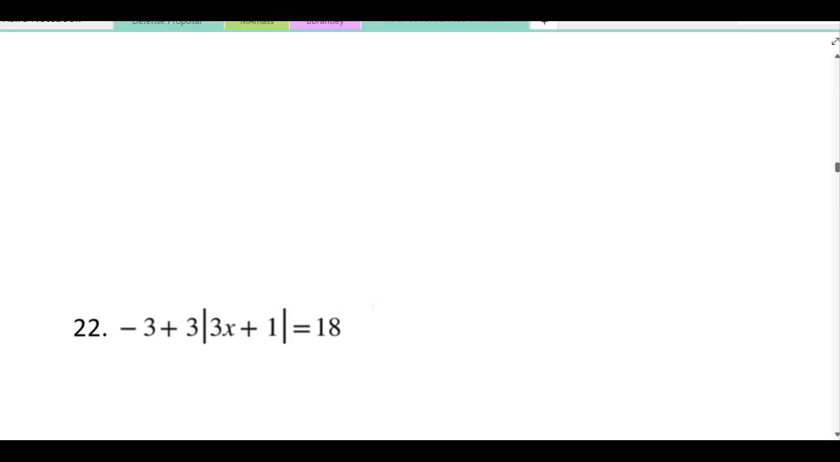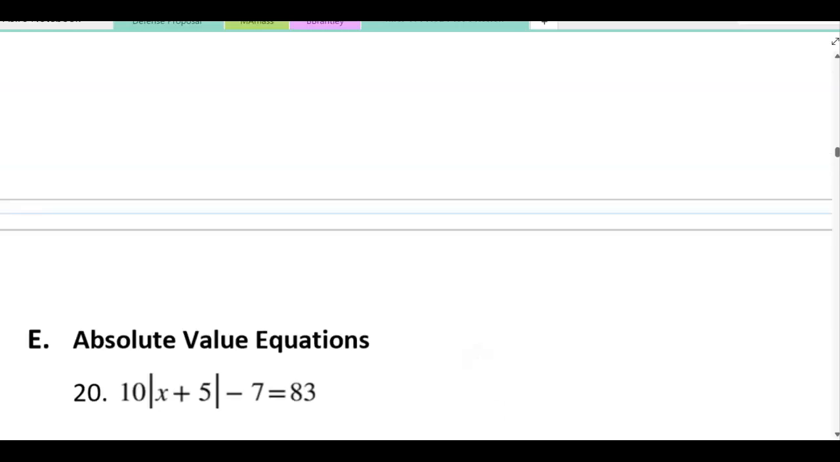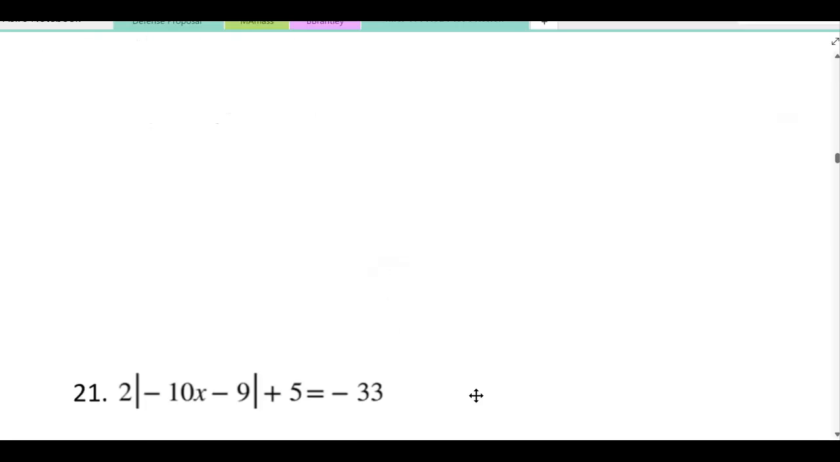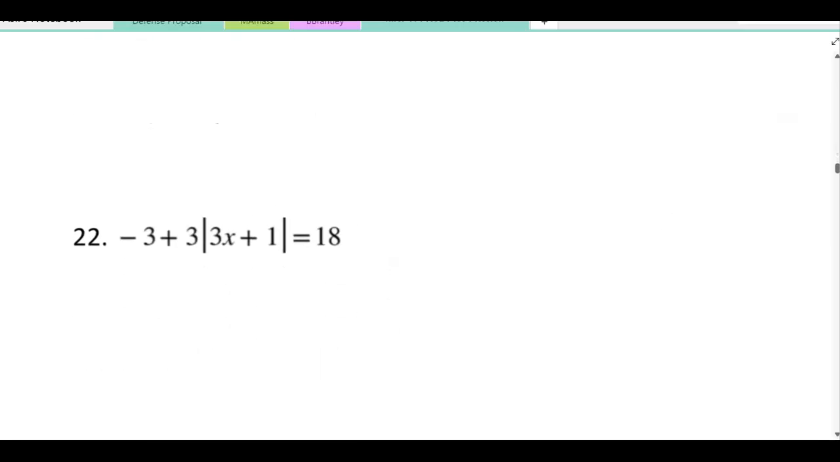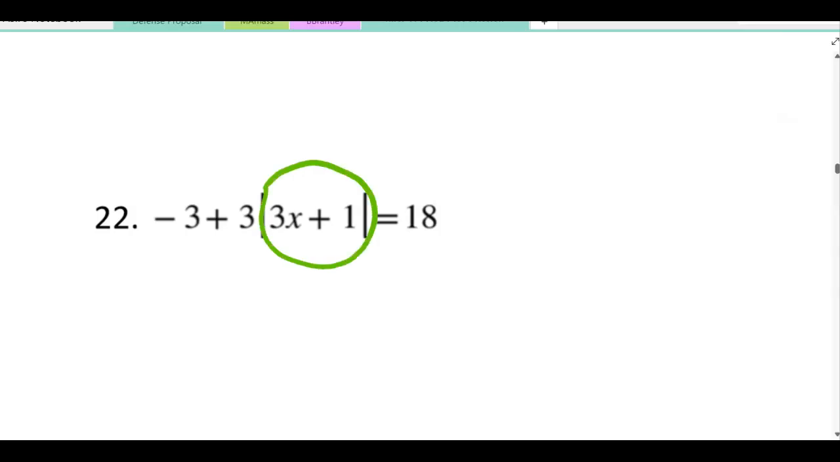Okay, so hold on a second. Were we solving this one? I think I skipped one. All right, let's see. I think I want to solve this one first. Yeah, same thing. So we need to isolate this one.